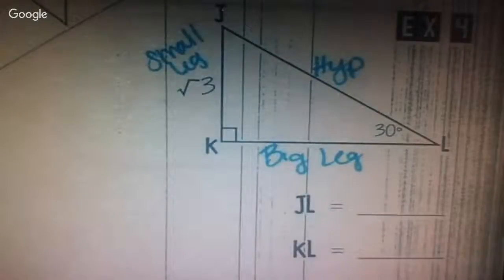Okay. Understand, it's not always going to happen that way. Why? Because they like to confuse you. You've got to pay attention to the actual degree, because they're going to put on there "not drawn to scale." I hate that. And you're going to think, because it looks bigger, that that's your big leg. Nope. So again, be smarter than the test.